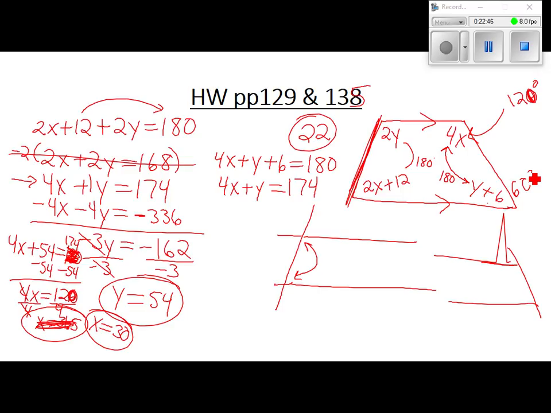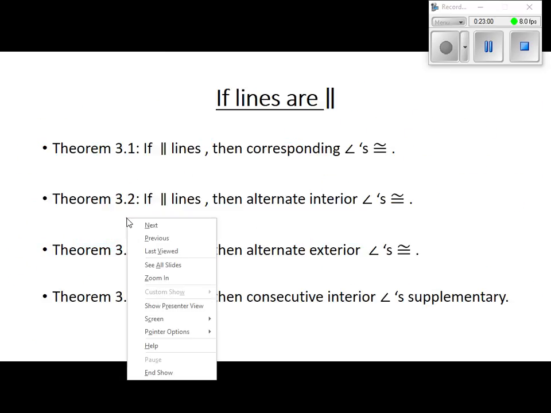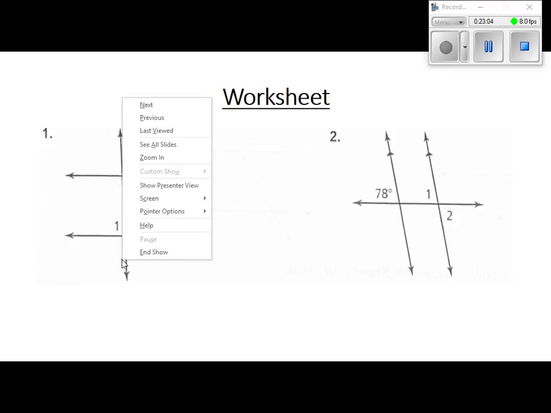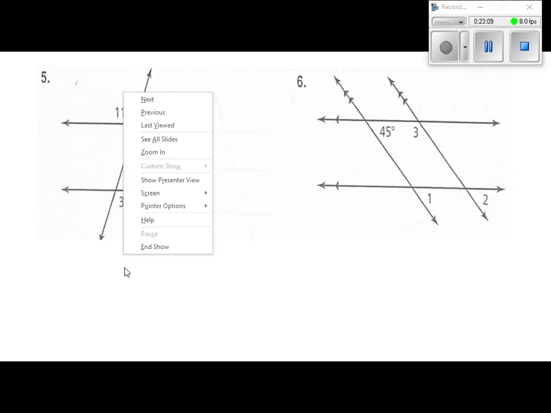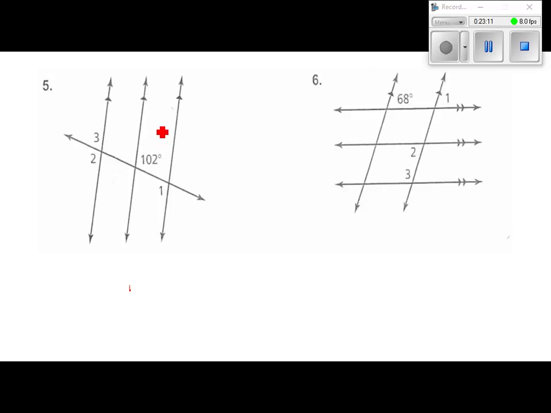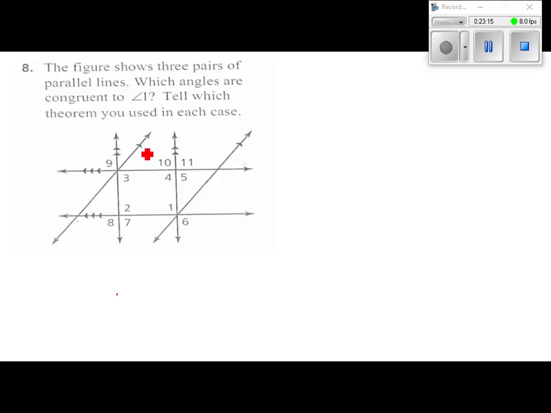Alright, look at the worksheet. The 129 one. I'm gonna have you turn it in at the end. I wanna look at one certain problem on the back side.